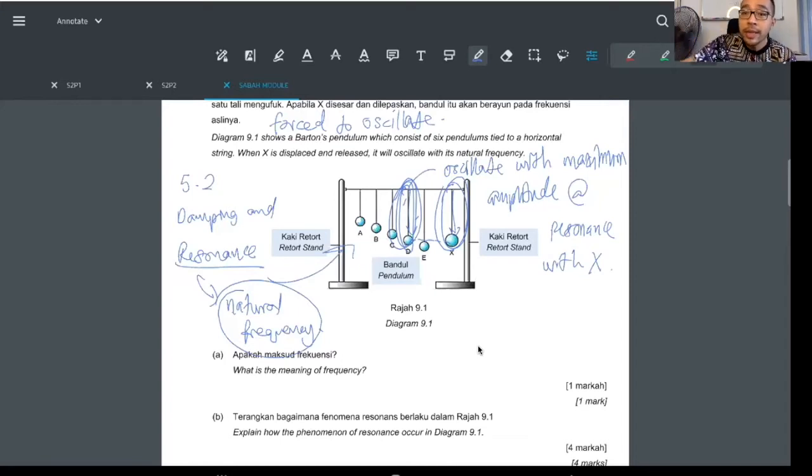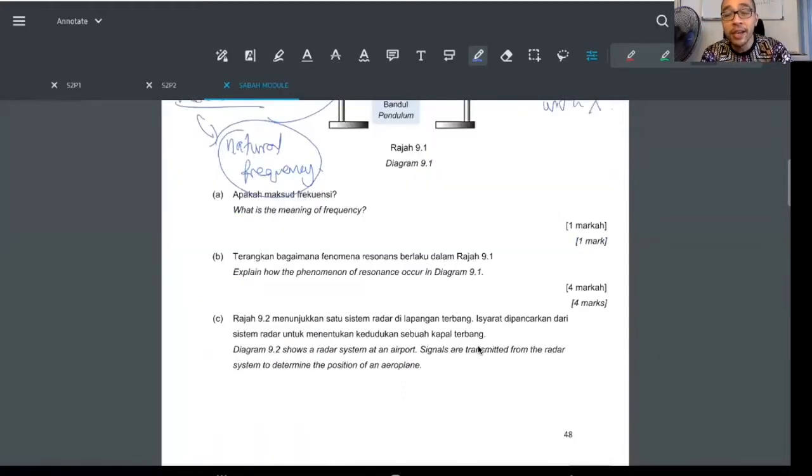Okay, when this X is moving, the only pendulum that has the same frequency as X is D, because the length of the string is the same. So D, which originally was not moving, will be forced to swing. It will be forced to oscillate at the same natural frequency as X. And when it oscillates, it will oscillate with the maximum amplitude. So what is the meaning of frequency? Frequency is the number of complete oscillations in 1 second. I mentioned this in the previous question.